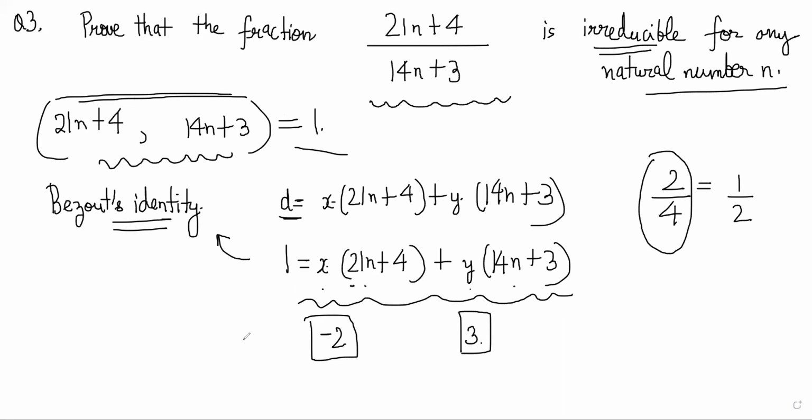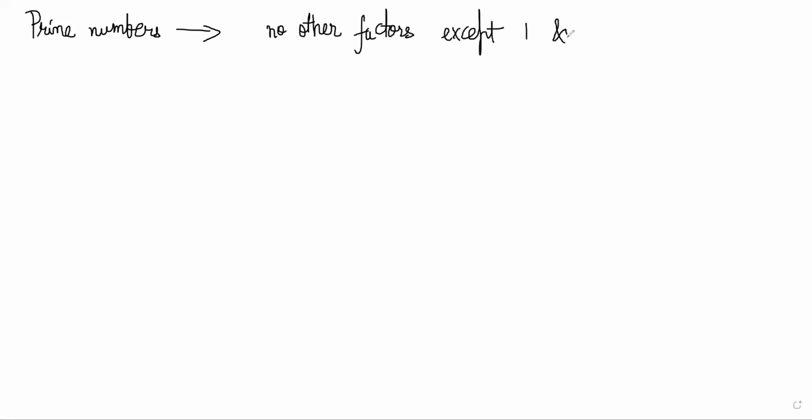Now let's move on to some theory. We'll start talking about prime numbers now. The definition of prime numbers: prime numbers are those which have only two factors, themselves and one. No other factors except one and p itself. Those numbers are known as prime numbers.